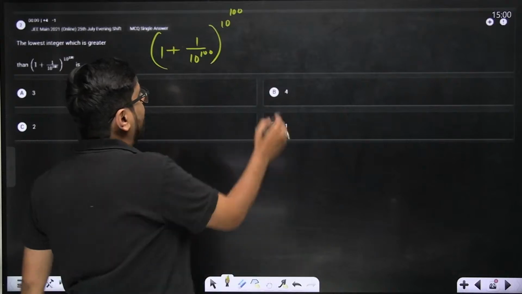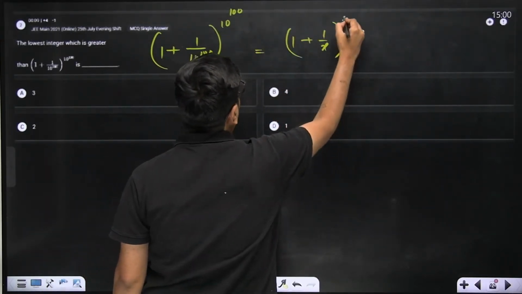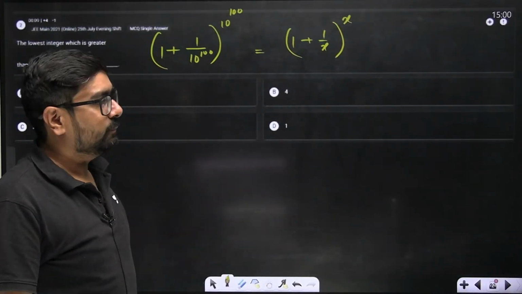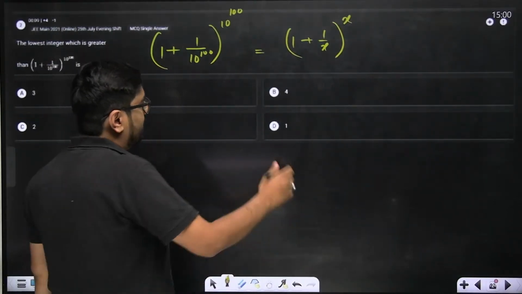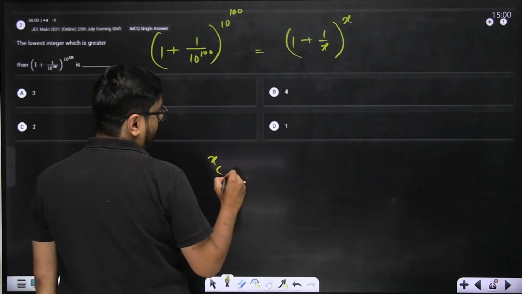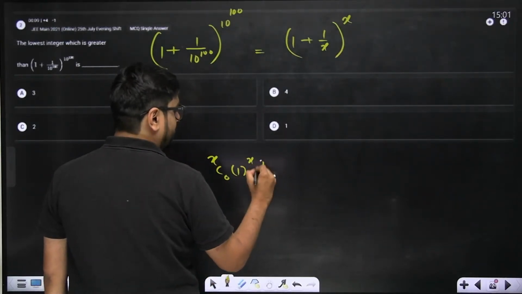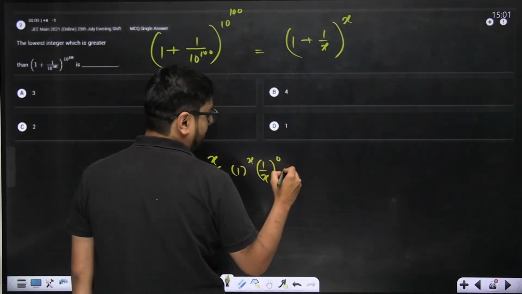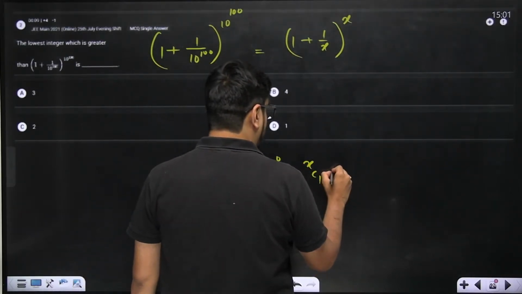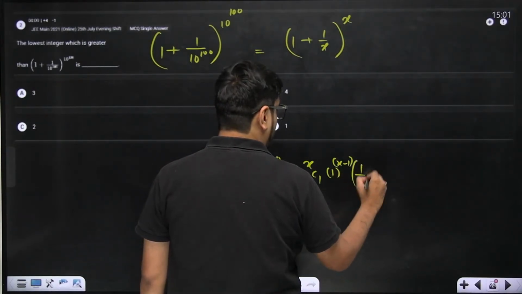So we'll treat it like this: (1 + 1/x)^x. We know this. Now if we expand this, what is the expansion? xC0, 1 to the power x, 1/x to the power 0. Write the terms just one time. Plus xC1, 1 to the power x minus 1 multiplied with 1/x to the power 1.